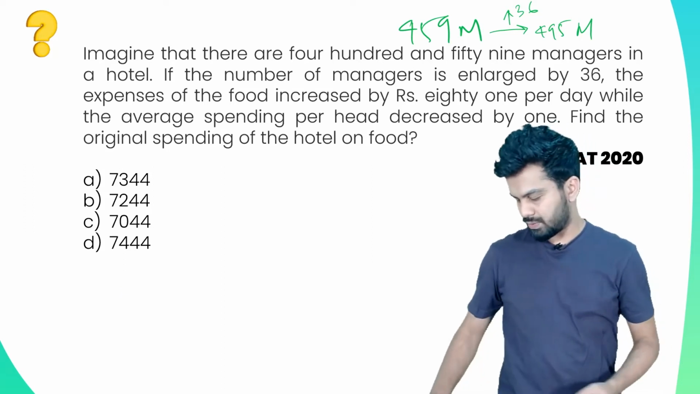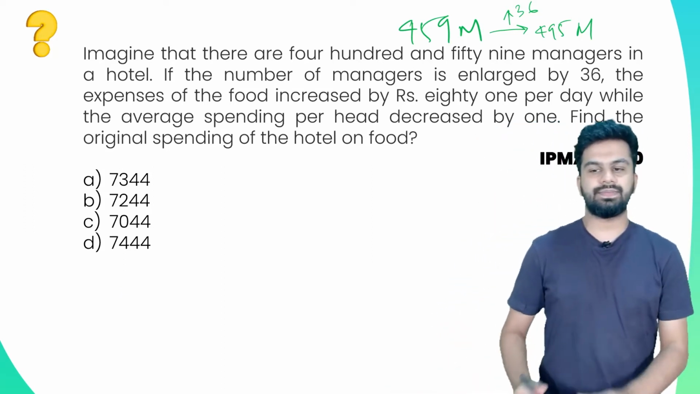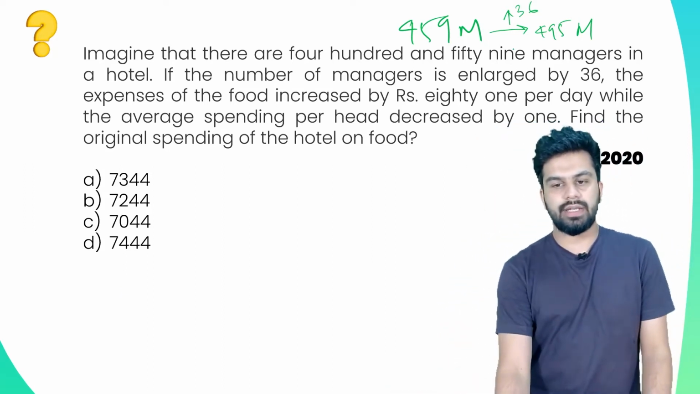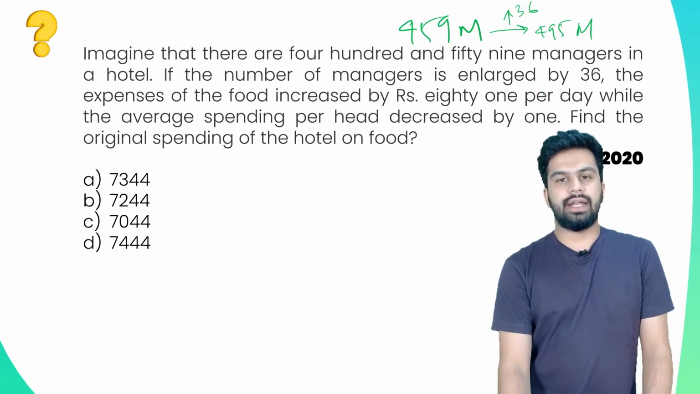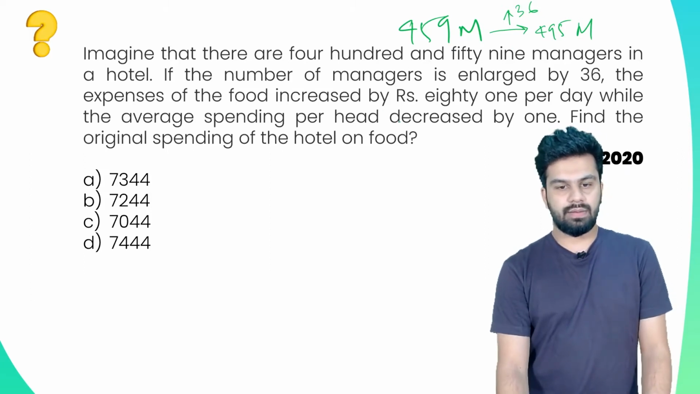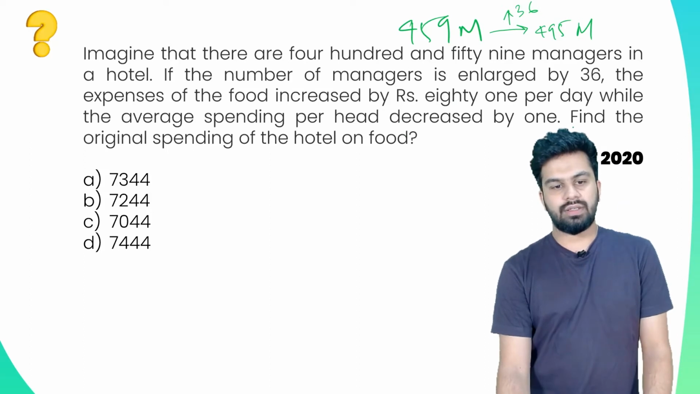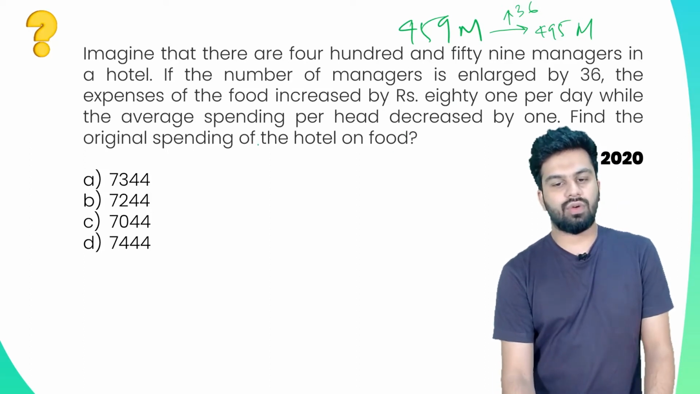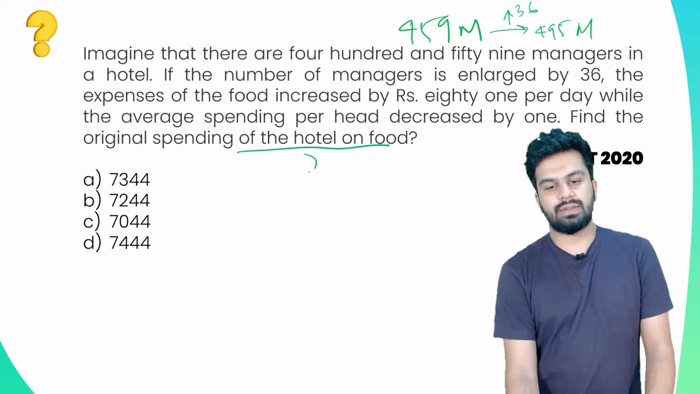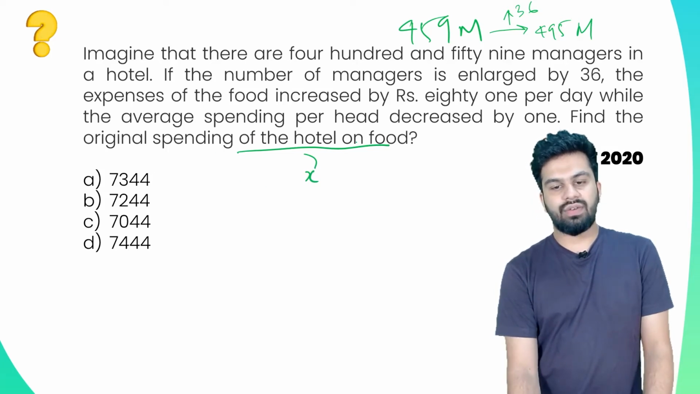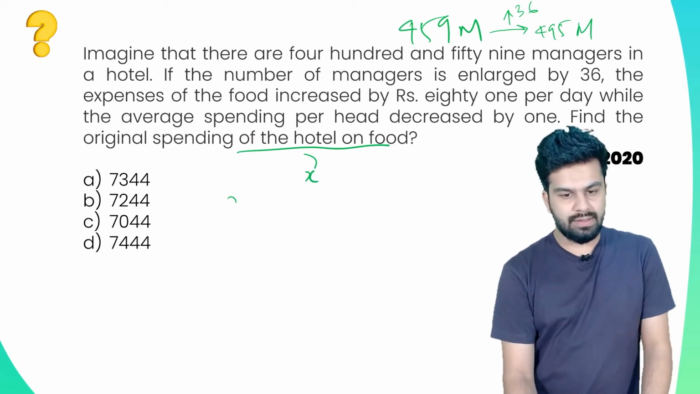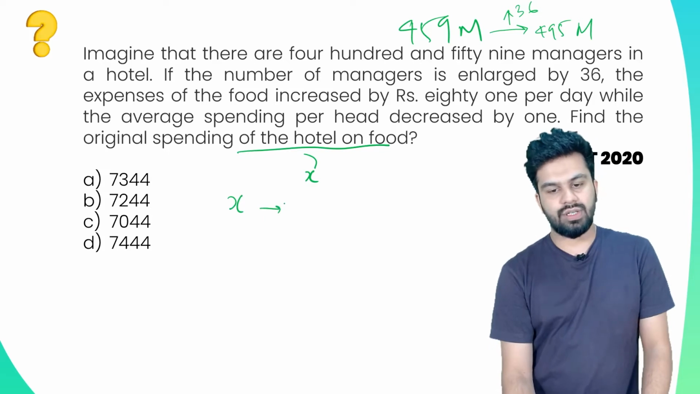And your time ends now. Okay, what is given in the question? We are given the data regarding the managers and the data on average spending per head. We are asked to find the original spending of the hotel on food. Let us assume this as x. That is, the original spending of the hotel on food is assumed as x. Initially it was x.